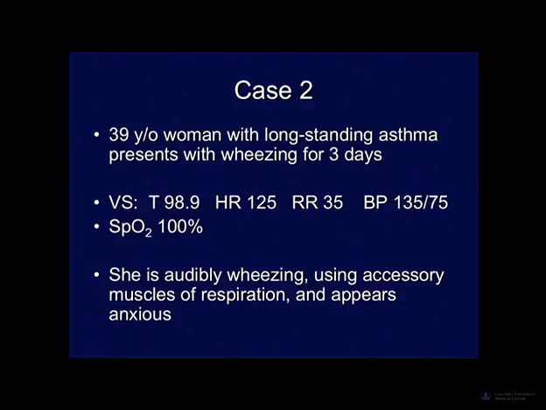So let's take a case of a 39-year-old woman, long-standing asthma, coming in with wheezing for 3 days. She's afebrile, she's tachycardic, she's tachypneic to 35, normal breathing rate, think in the range of 10, 12, so much higher respiratory rate than normal. Blood pressure is normal, and she's satting 100% on room air. However, she's audibly wheezing, she's using accessory muscles of respiration, and she appears very anxious.